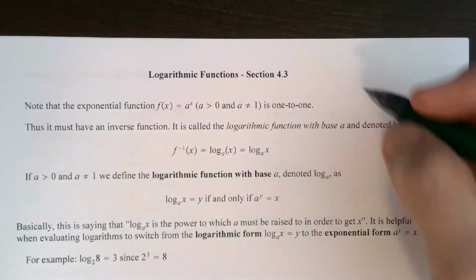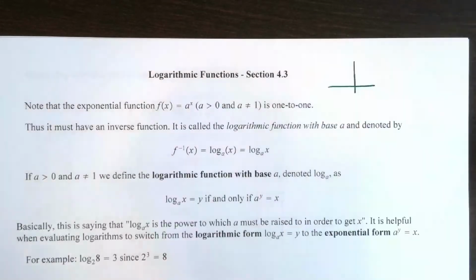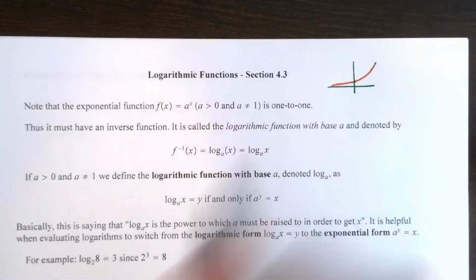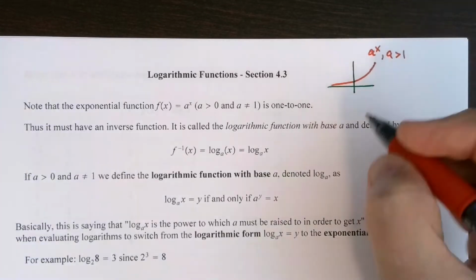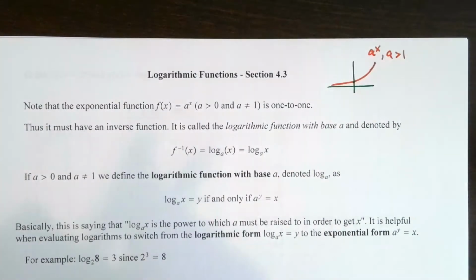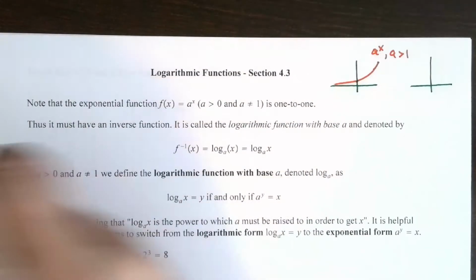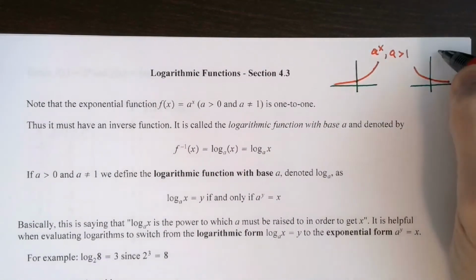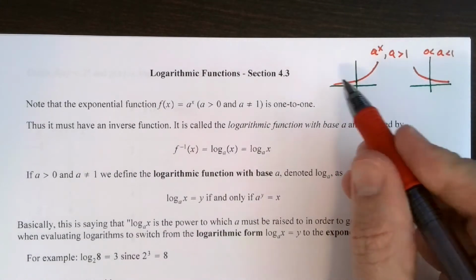If you remember the graphs of the exponential functions, it either looked something like this. If this is a to the x, for a being greater than 1, remember we pass through the y-axis right at (0, 1); 1 is the y-intercept. Or the graph looks like this, for a between 0 and 1. And in either case, if we draw any horizontal line, we will hit the graph only once.